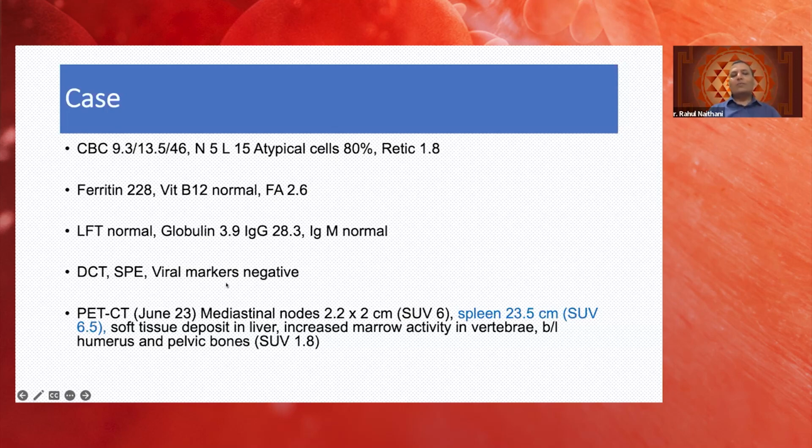At this point of time, a primary lymphoreticular malignancy was suspected because of the atypical cells. A PET CT was also done to see the response to previous tuberculosis. And we saw that the mediastinal node had significantly reduced. Much of the CT findings were reduced. However, we saw new lesions in the liver. We saw increased marrow activity, and the spleen in PET CT was 23.5 centimeters with a standardized uptake value of 6.5. Basically, an active spleen.